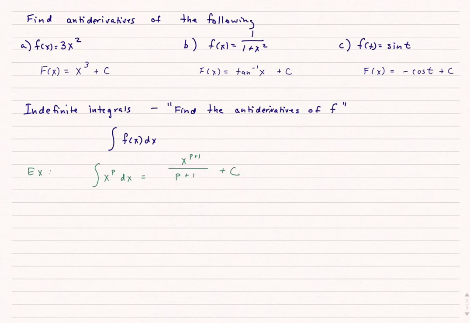If I have the integral of x to the p dx, the antiderivative of that is x to the p plus 1 divided by p plus 1. And we have that because if I took the derivative of this, I would get p plus 1 times x to the p plus 1 minus 1, divided by p plus 1, and that would simplify to simply x to the p power. Again, my antiderivative has to have that plus c to make it the family of antiderivatives.